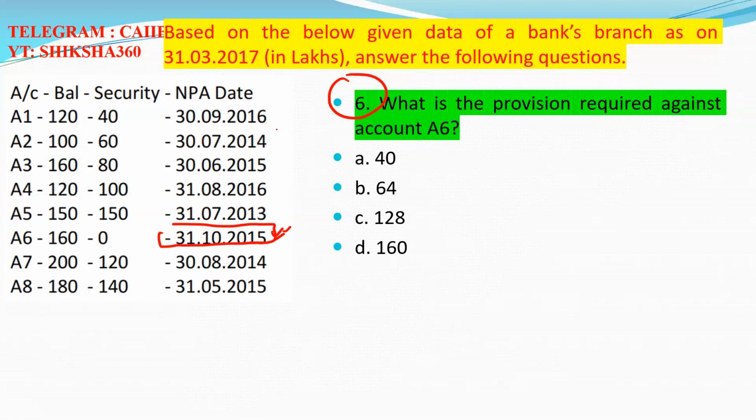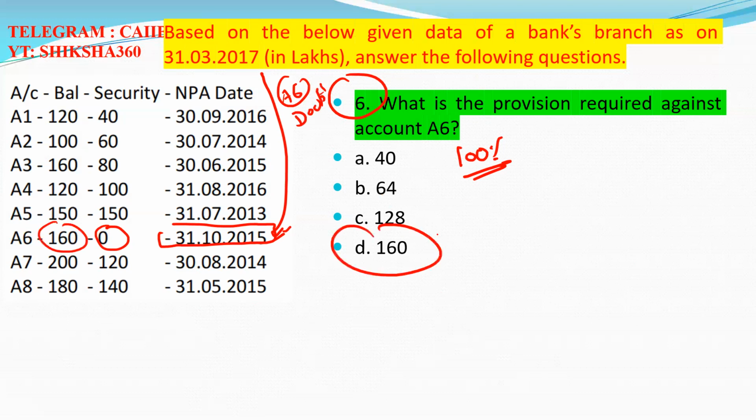Here we will not be able to think over that because here security is 0. So 100% provisioning is required, clear? 100% provisioning is required because the account number 6 comes under the doubtful asset, clear? So basically whatever is the balance, this is our provisioning. There is no security available. Okay, so 160 is the answer, clear?